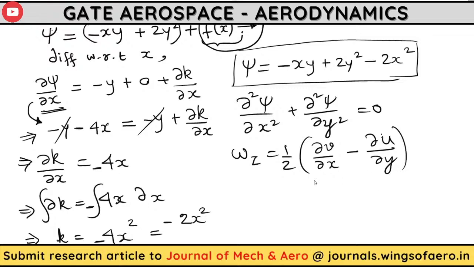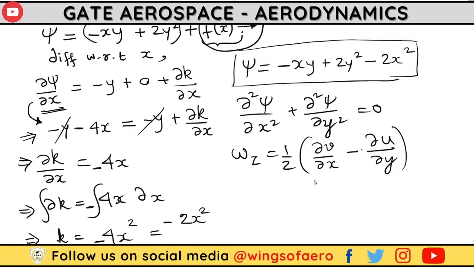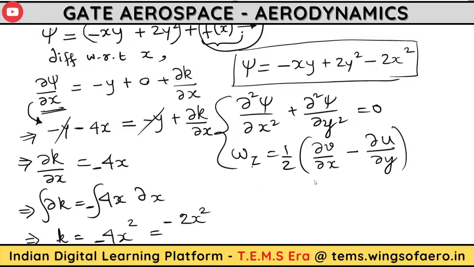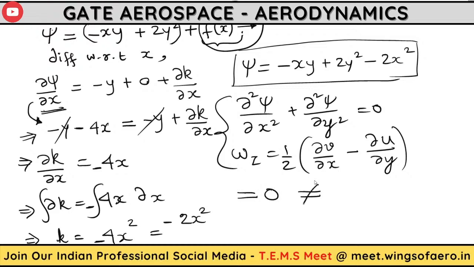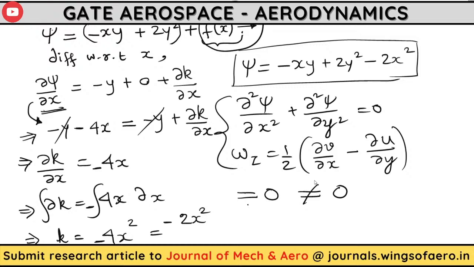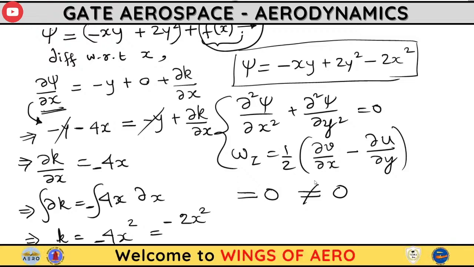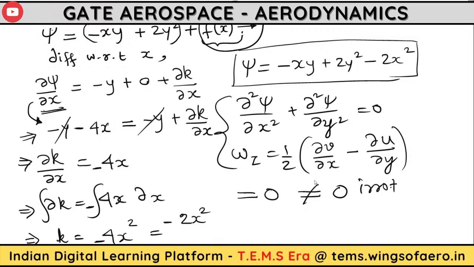Am I right with the formula? Have I written the formula correctly? Let me know. Yes, ma'am, correct. So you can use either of these formulas. Now, when you substitute that over here, what will you get? It has to be either 0 or not equal to 0. If it is equal to 0, that means it is an irrotational flow. It is getting equal to 0, ma'am. Yes. Okay, that means it is irrotational.